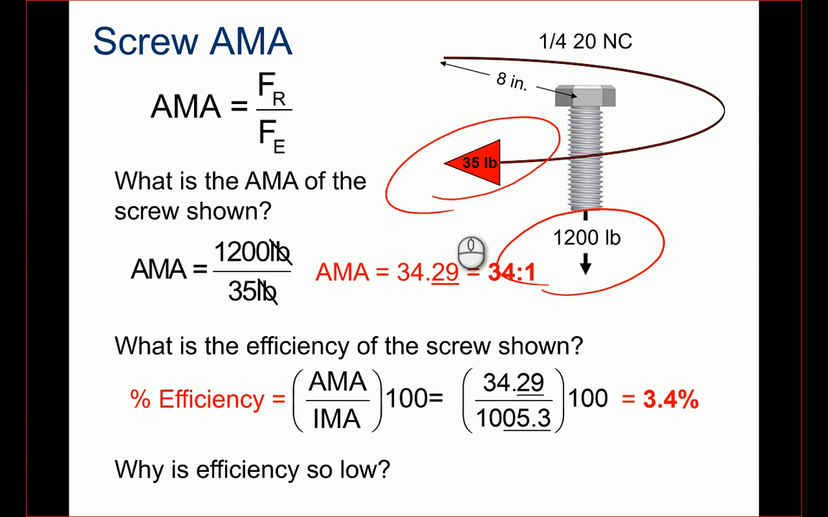Why is the efficiency so low? Because each one of these threads has friction constantly upon it. I am losing 97% efficiency because that thread is going into my piece. Imagine using an actual screw, not a bolt, a screw into wood. I'm literally splitting that wood with the wedge, as well as each one of those.